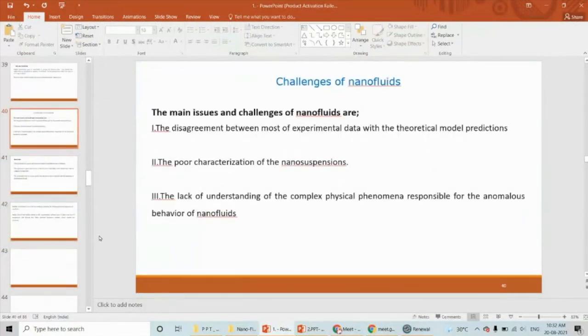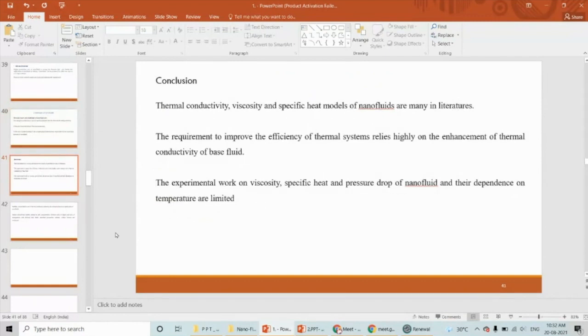Challenges of nanofluids: the main issues and challenges of nanofluids are these: the lack of agreement between most of the experimental data and the theoretical model predictions, the poor characterization of nanosuspensions, and the lack of understanding of the complex physical phenomena responsible for the anomalous behavior of nanofluids.